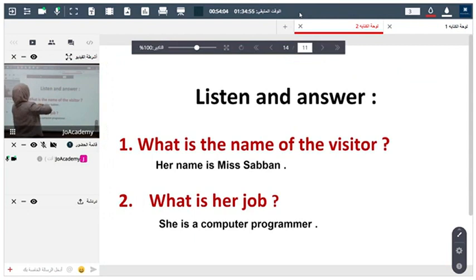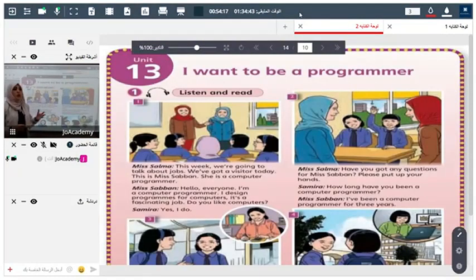Now listen in order to answer these questions. What is the name of the visitor and what is her job? So now listen carefully in order to find out what is the name of the guest, okay, and what is her job. Listen and read with your eyes. Listen now. Pupil's Book, page 64, Unit 13, Exercise 1.